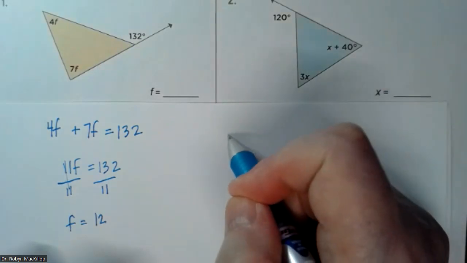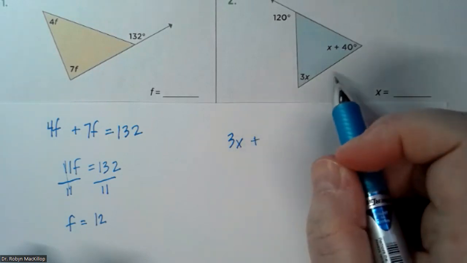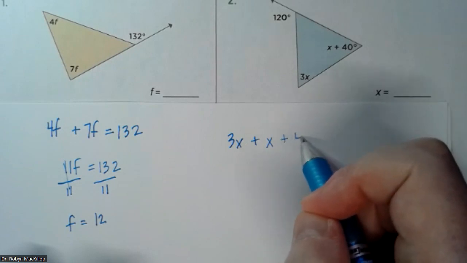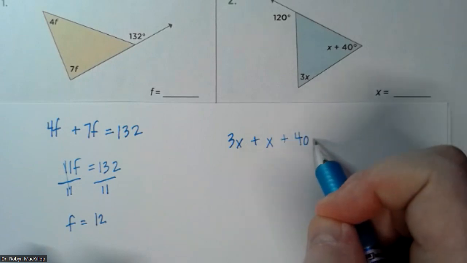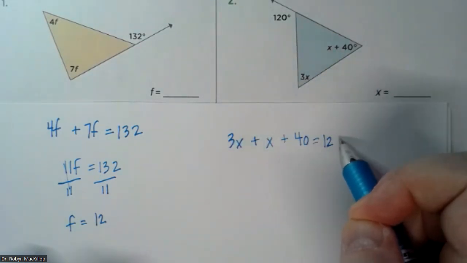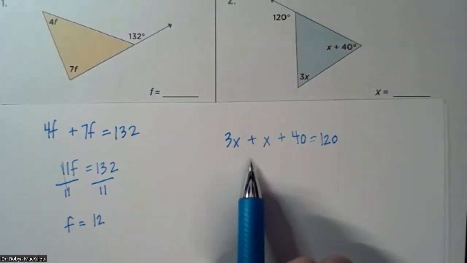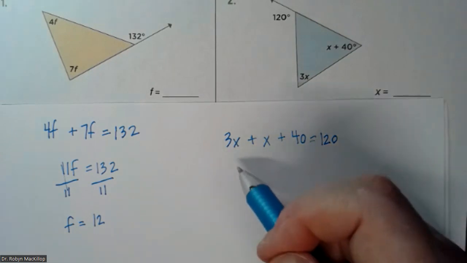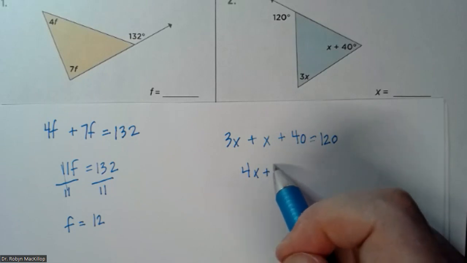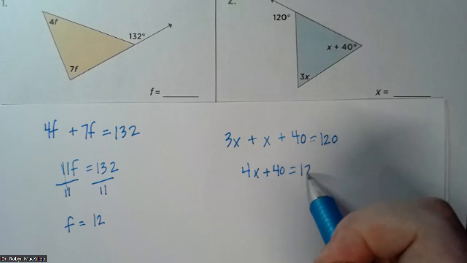We're going to start with 3x. That's one of the insides. Plus the other one is x plus 40. You just type those in or write those down. And they equal that outside angle of 120. Now we're going to clean this up. We've got 3x and x, so we've got 4x plus 40 equals 120. Looks like a linear equation.